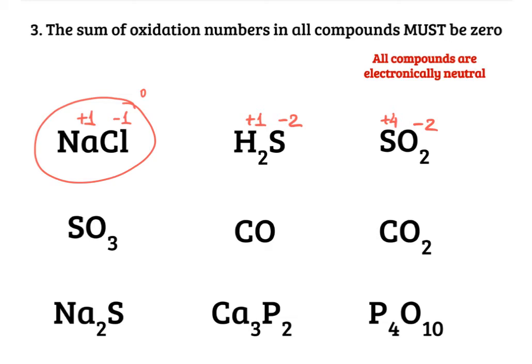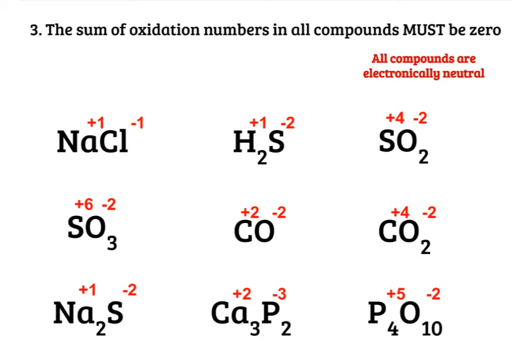Sulfur trioxide, same story, oxygen is predictable -2. There are three oxygens in this compound, each with oxidation state of -2, which taken 3 times creates a -6. It means that the sulfur in this compound must have the oxidation state of +6 to cancel it out. Now, pause this video and assign oxidation states for the remaining compounds.